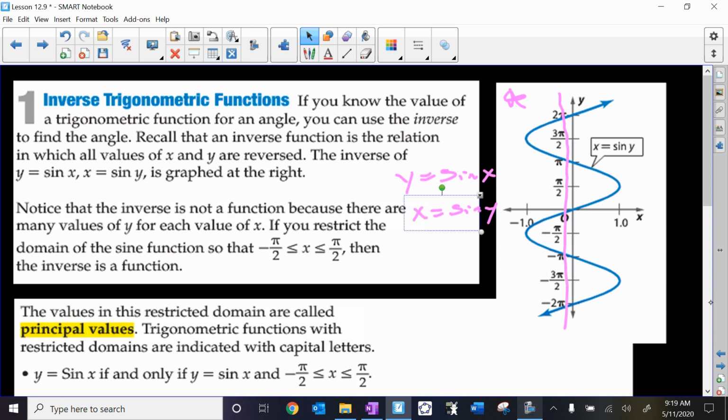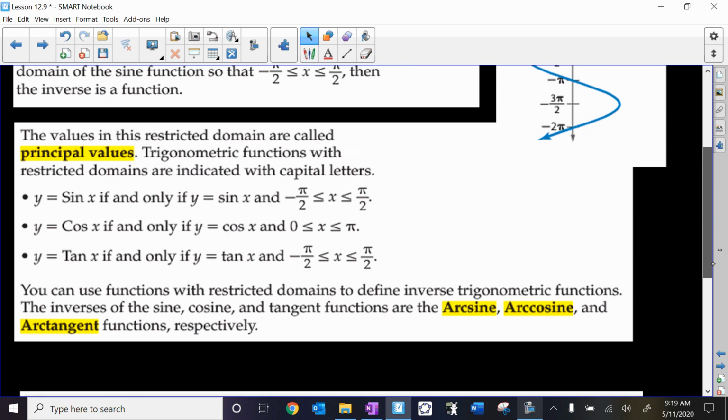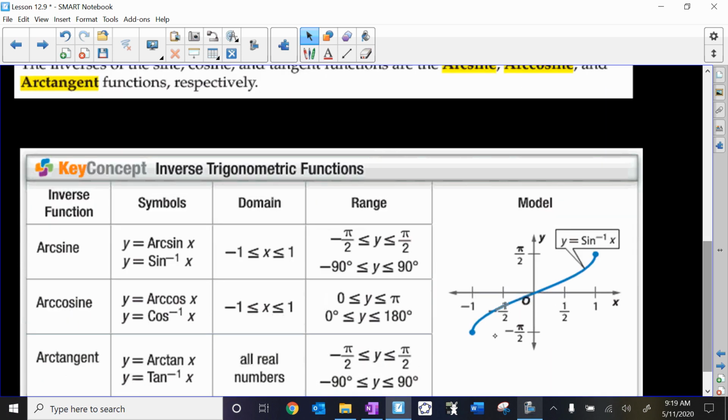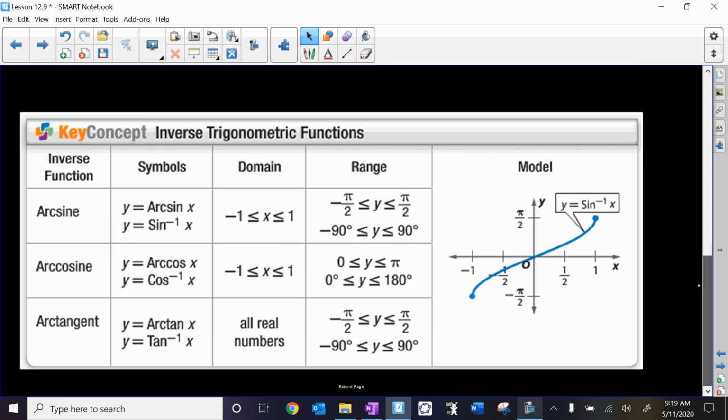So what they do is they restrict the domain quite a bit of times so that we come up with a function. In this case, we're going to restrict the domain to be between -1 and 1 for the inverse sine. And they do the same thing for inverse cosine down here as well. You're going to be restricted between -1 and 1. For tangent, there is no restriction. You can plug in any values and still be good.